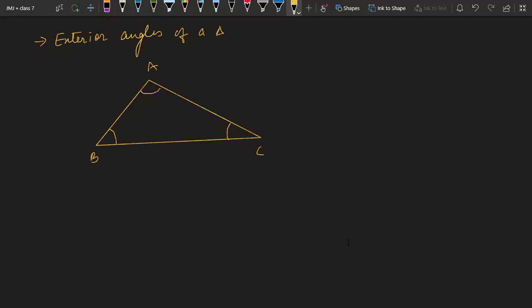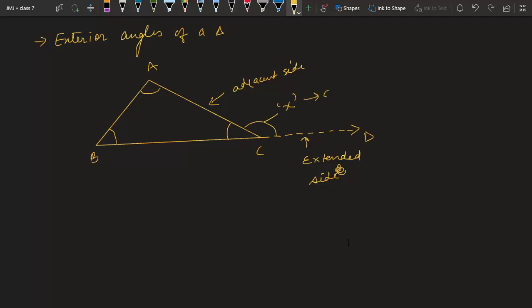Suppose I extend this BC like this to point D. Then after extension, the angle between this extended side and the adjacent side, this angle, suppose I am calling it x.